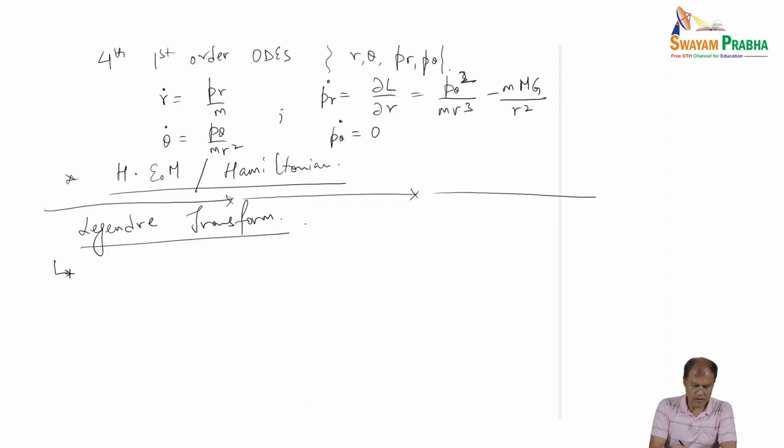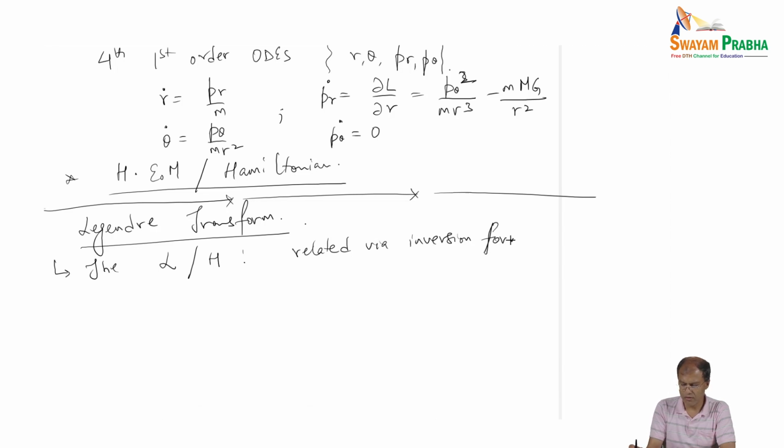So it turns out both the Lagrangian L and the Hamiltonian H are related via an inversion formula. What is this inversion formula? That is the Legendre transform, and this is what we want to see.